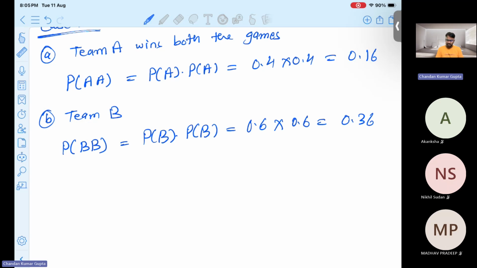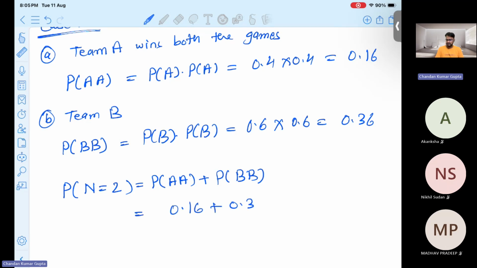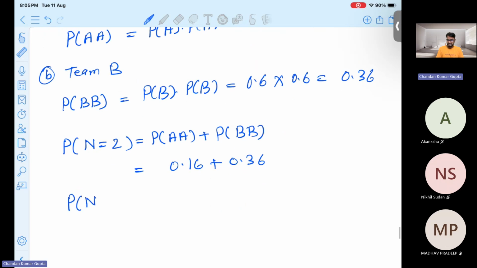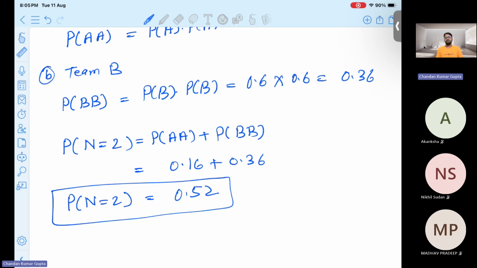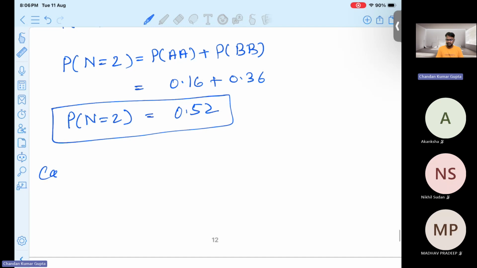So the probability that the series ends in 2 games is the probability of this plus the probability of this. This comes out to be 0.16 plus 0.36. So the probability that the series will end in 2 games only will be 0.52. That is 52% chances that the series will end in 2 games. Now there is a second case.